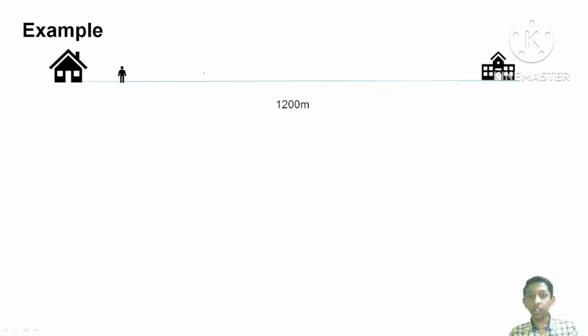Distance between our house and a school is 1200 meters. Now let's convert this 1200 meters into standard form. Since there is no decimal, let's put a decimal at the end of the number, .0. This decimal has to come beside 1 because 1.2 is greater than 1 and less than 10. So this is 1.2 into 10 raised to the power of positive or negative n.